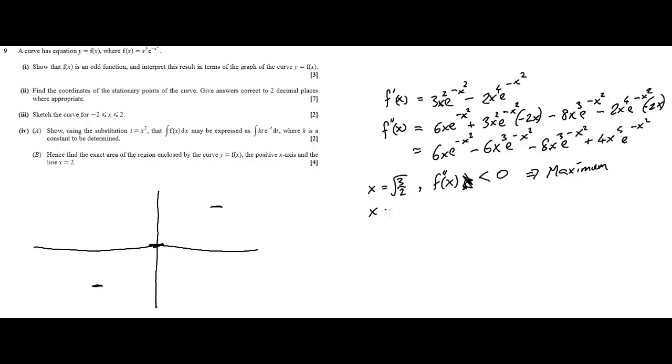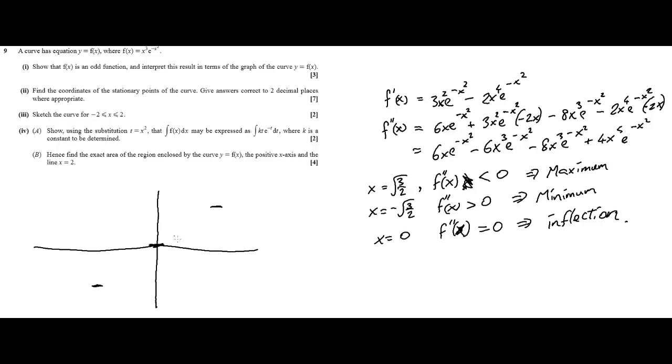And for x is minus root 3 on 2, f dash dash x is larger than 0, which gives us a min, and for x is 0, it's conveniently just 0, which gives us an inflection.